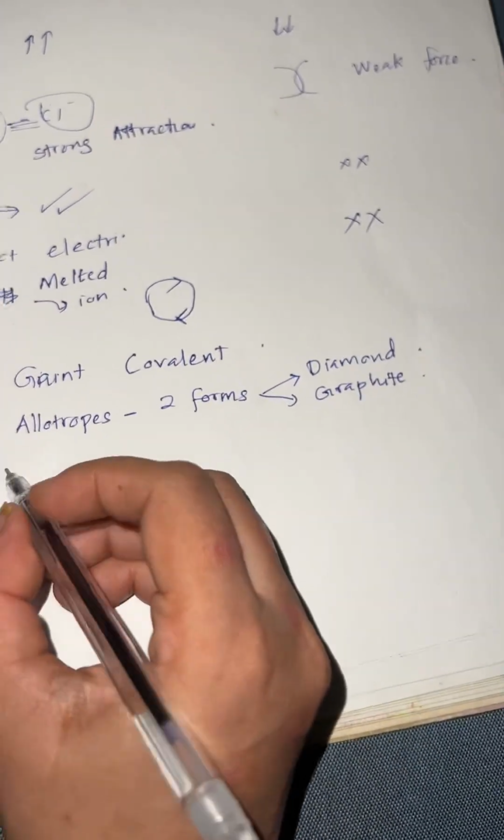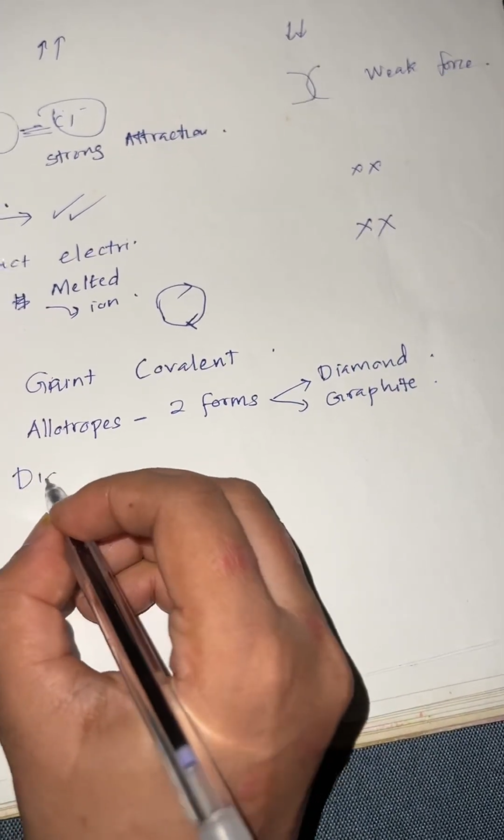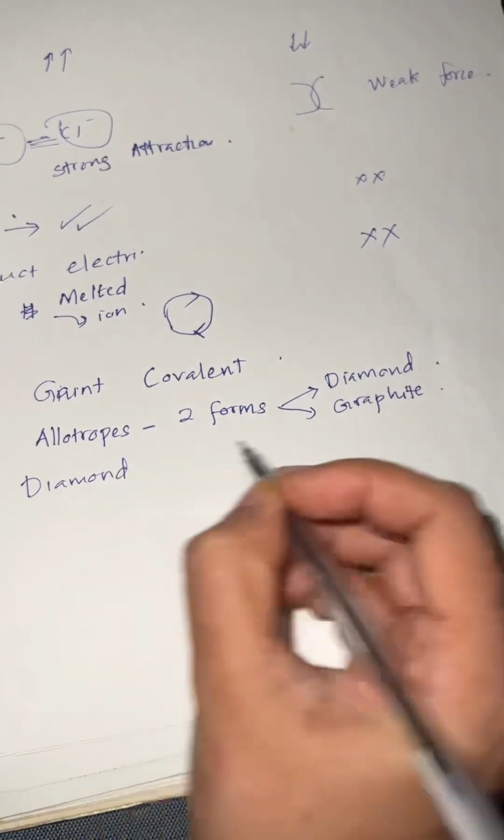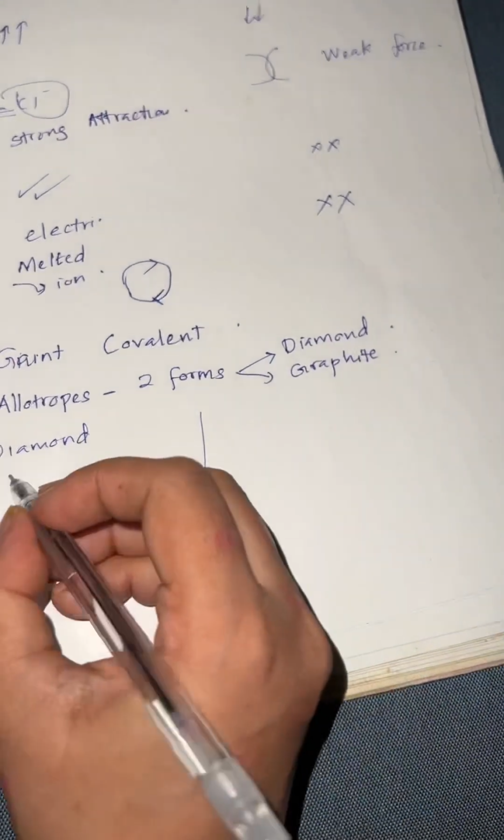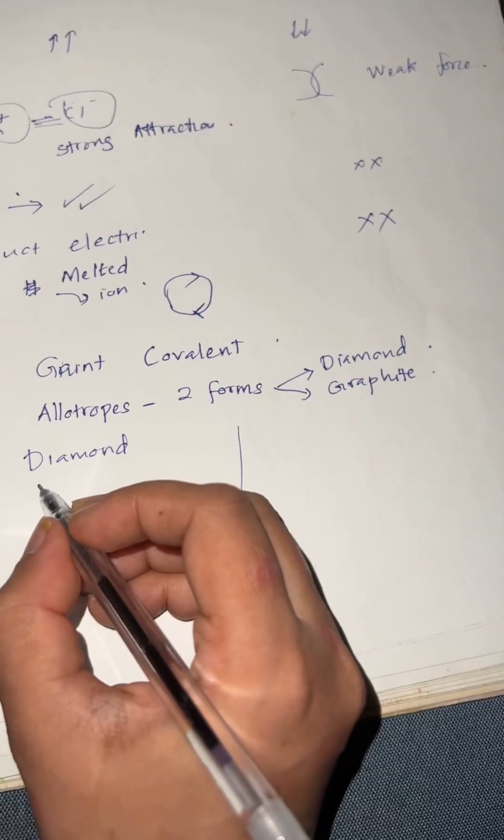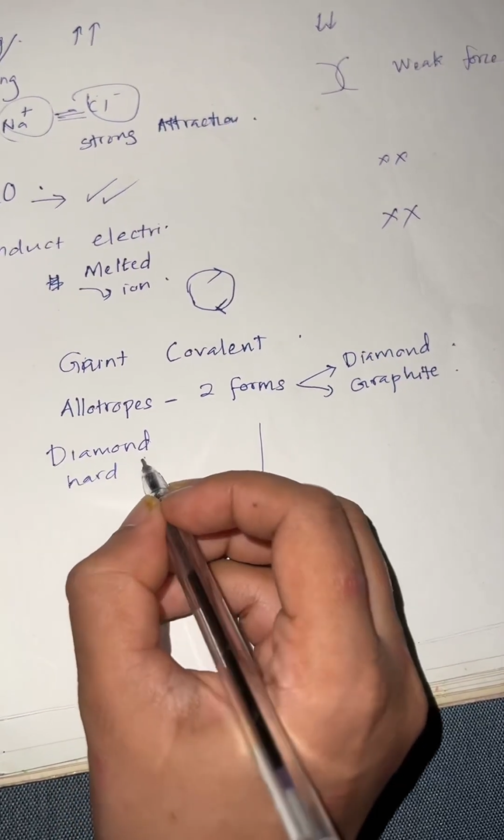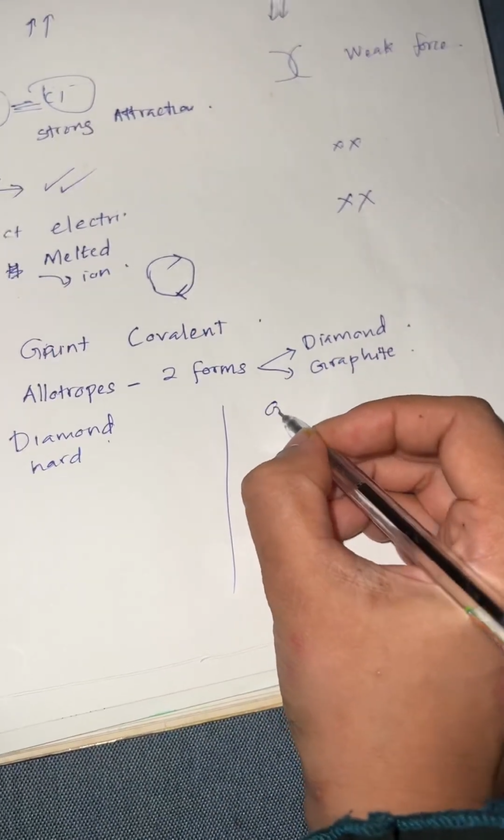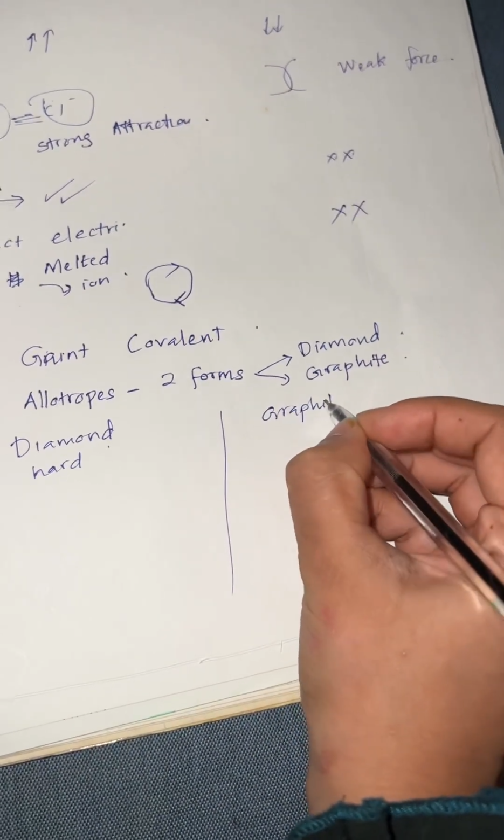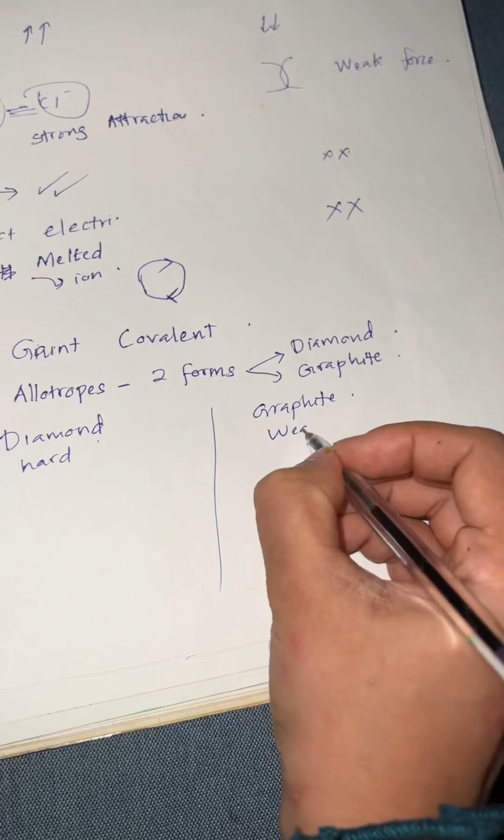So you need to know, diamond is one of the strongest elements found on the earth. It's very hard and strong. Whereas graphite is weak.